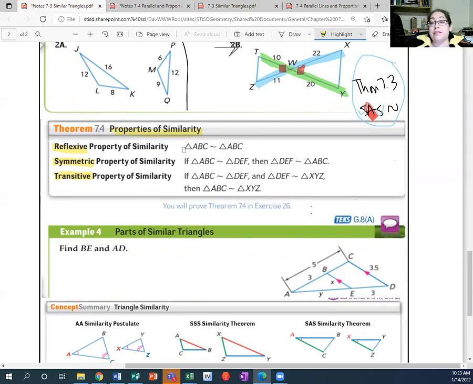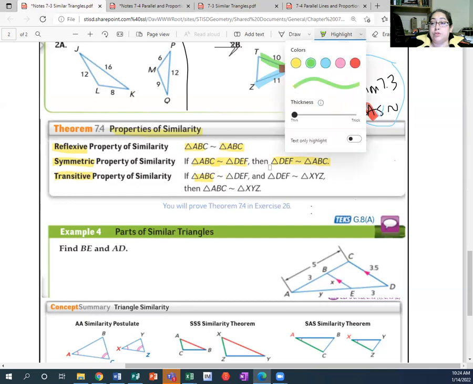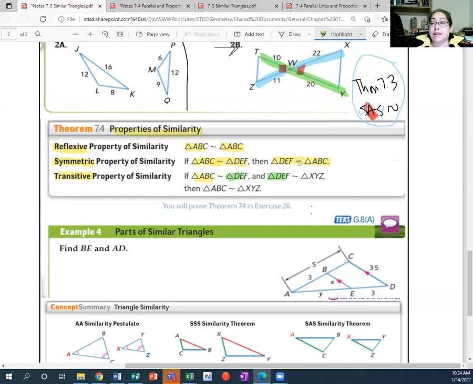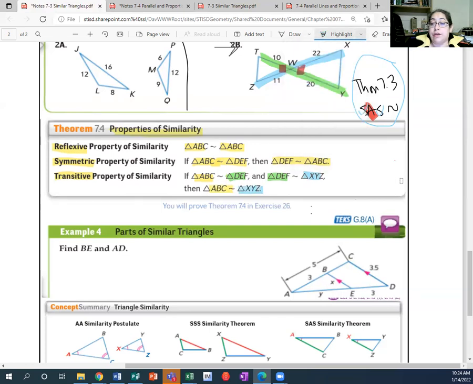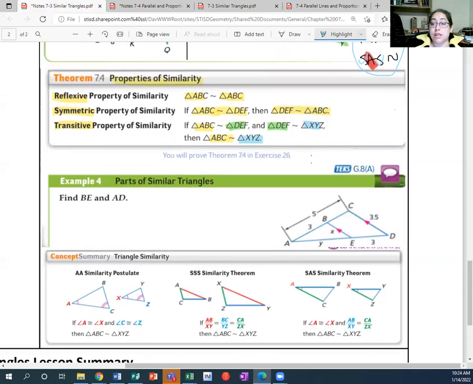Yep. So reflexive is a thing is similar to itself. Symmetric property is that if you've got a similarity statement, you can reverse the order of your similarity statement and everyone's okay with it. With transitive property, if you've got one thing similar to a second thing, and that second thing is then similar to a third thing, then the first and the third things are similar to each other. Easy enough?